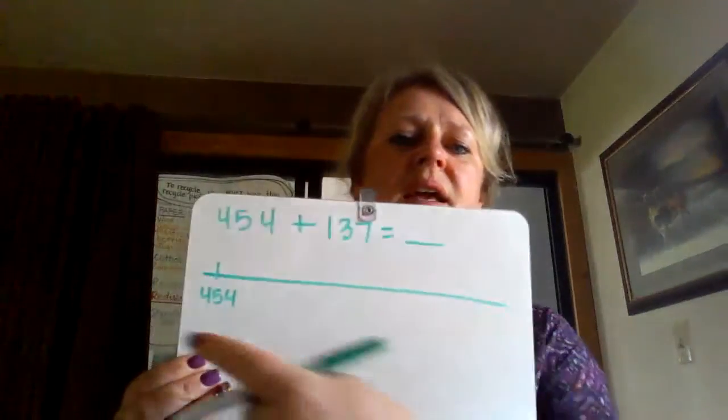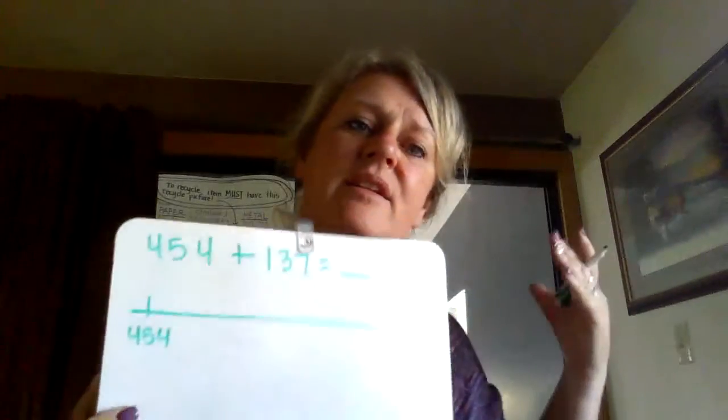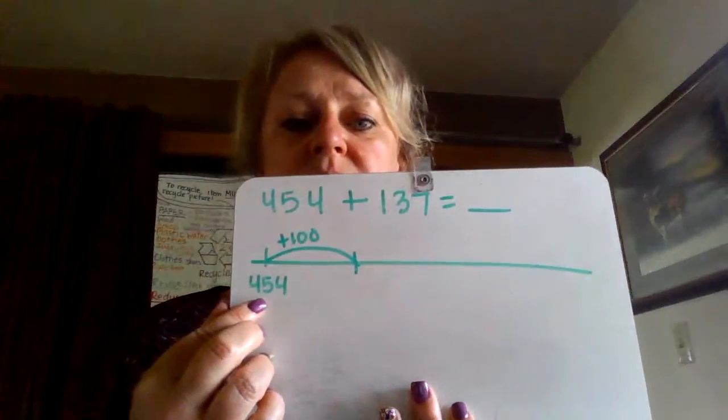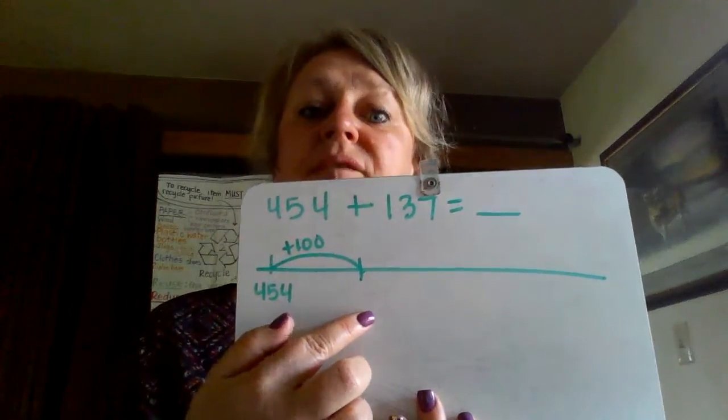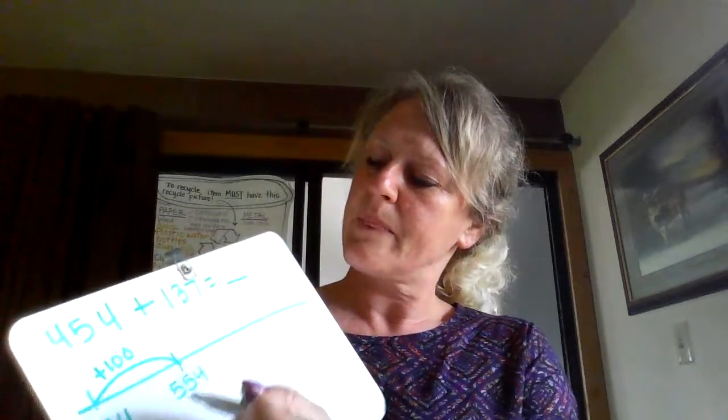I'm going to start at 454. And I'm going to add big chunks that are easy for my brain because I only pick numbers that are friendly for me, that make it easy for me to hop. So 137 has 100 in it, and I can count a 100 more. 454 plus 100 is 554.